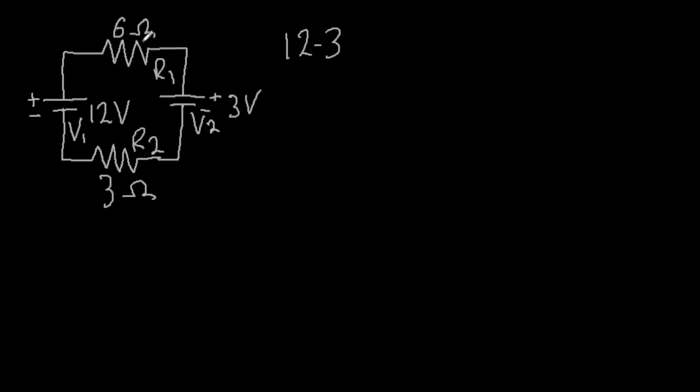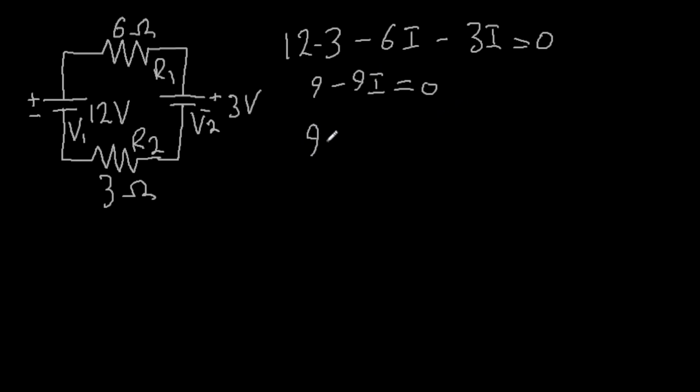And then we can write 6 times I, which is the voltage drop across R1, and 3I, the voltage drop across R2, is equal to 0. And this can be simplified easily. 9 minus 9I equals 0. And move 9I to the other side, so add 9I to both sides. And therefore, 9 over 9 is 1 amp. And that is your total current in this circuit.